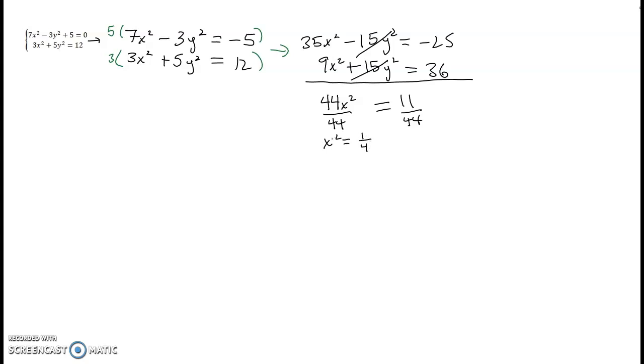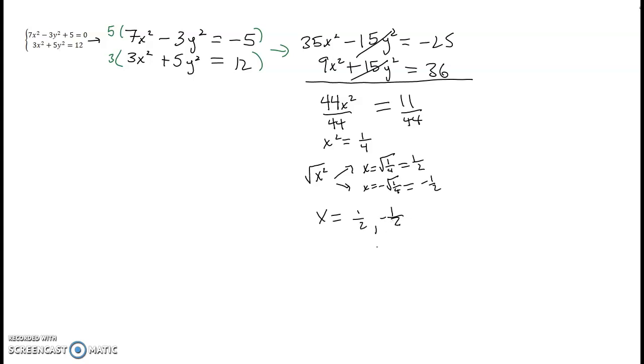We are not done yet because this is squared, so we are going to take the square root of x squared. Now remember, that's going to divide us into 2 separate answers here. We're going to get x is equal to the positive square root of 1/4, and x is equal to the negative square root of 1/4. And the square root of 1/4, well, square root of 1 is 1, square root of 4 is 2, so this simplifies to 1/2 and negative 1/2. So I know my x values are going to be equal to positive 1/2 and negative 1/2.